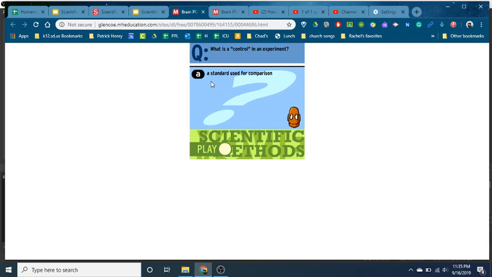What is a control in an experiment? Control. Is it a standard used for comparison? A variable used for comparison? A switch that turns on and off? So a control is one that you are going to use for comparison. It's not a variable, it's a standard that we use for comparison. So, like if we had a plant that we didn't do anything to, we can see if the water actually is the reason for it. So a standard.